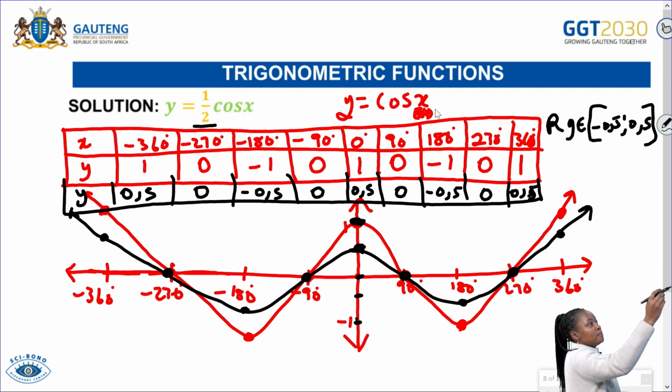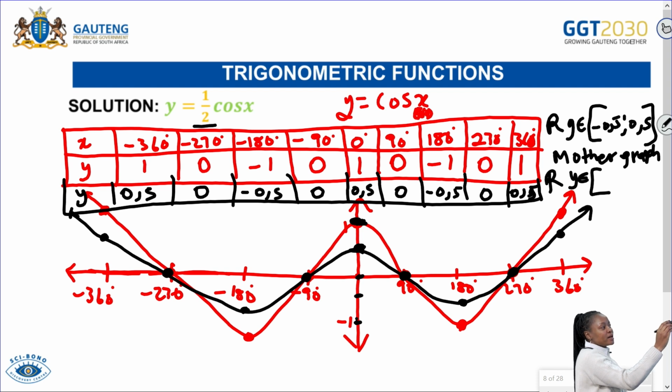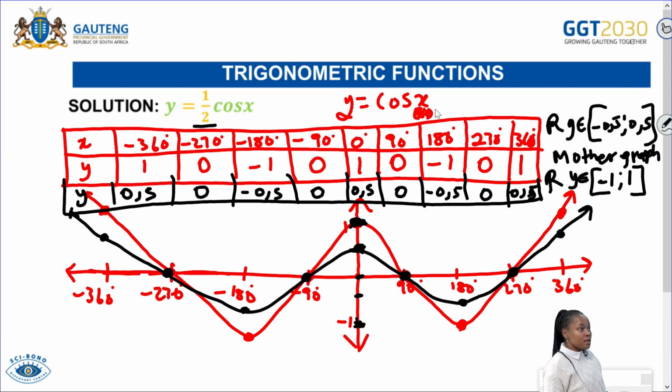Unlike the mother graph, whereby the range, y is an element of, was covering from negative 1 up until positive 1, right? So it's negative 1 to positive 1, and you have the square brackets because it starts exactly at negative 1 and ends exactly at 1, or rather those points are included. The negative 1 and the positive 1 are included. So you'll notice again, your A has changed the graph. It has compressed the graph with the 0.5.